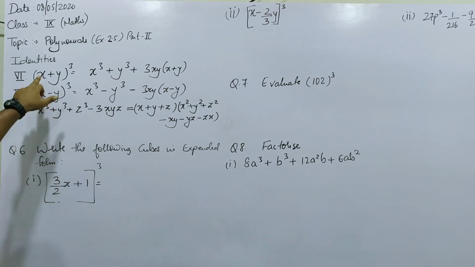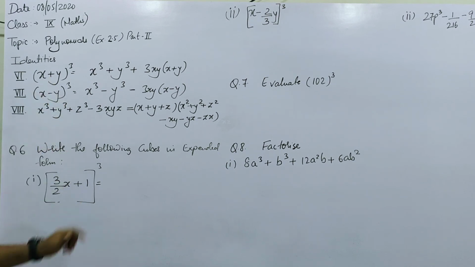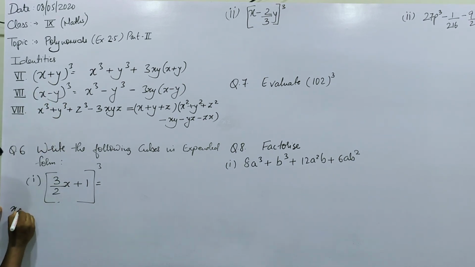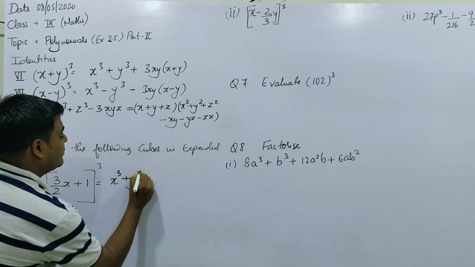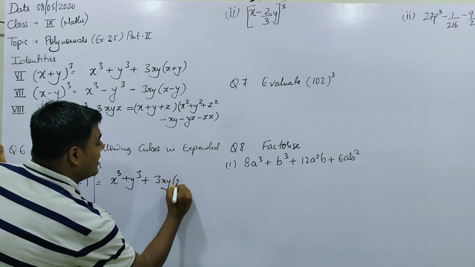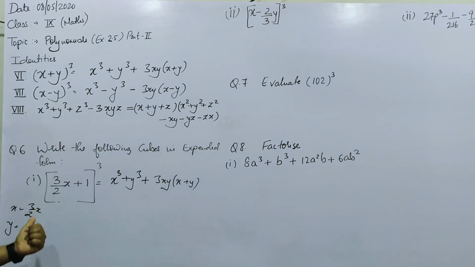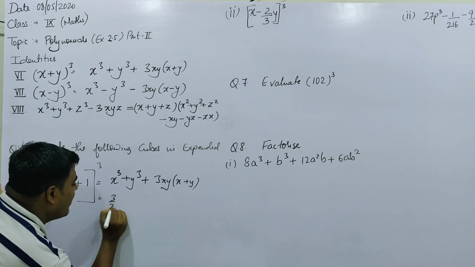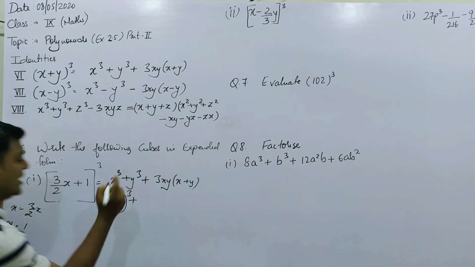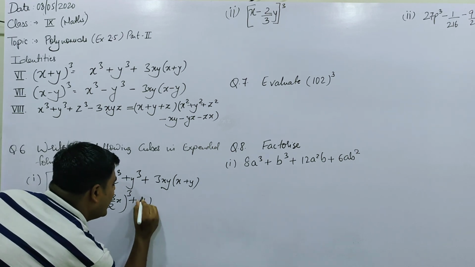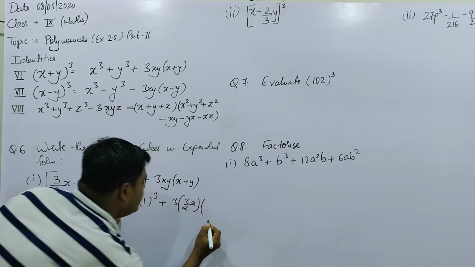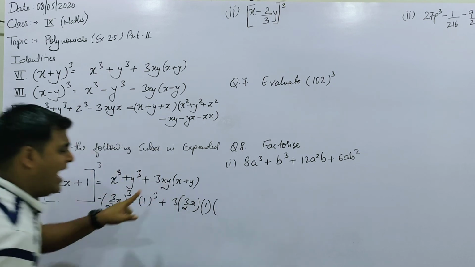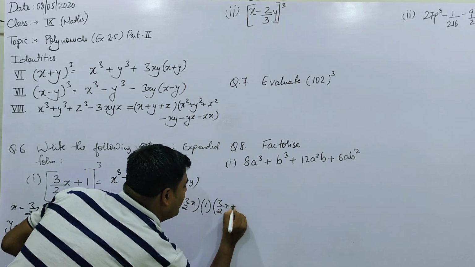Here we have x as 3 by 2x and y as 1. So let us write the value of x. x is equal to 3 by 2x and y is equal to 1. I am using the identity and we compare it with the question: x cube plus y cube plus 3xy, x plus y. I substitute the value of x with 3 by 2x. So this is 3 by 2x the whole cube plus y with the value of 1 the whole cube plus 3, where the value of x is 3 by 2x and y is 1, and here we have x plus y, that is 3 by 2x plus 1.